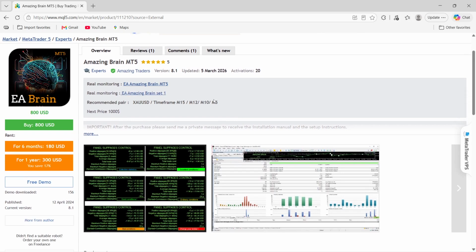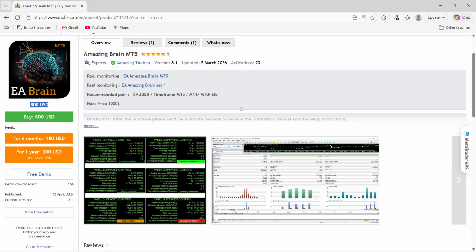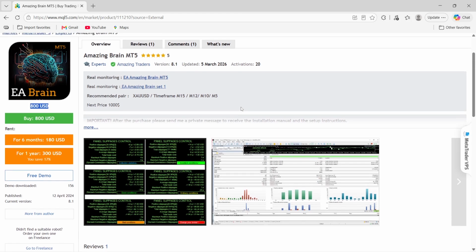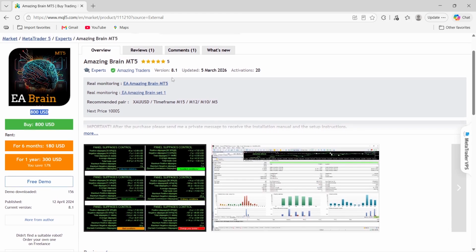Alright, so let's get into it. This gold focus breakout EA is priced at $800, as you can see over here, and targets XAUUSD with gold on lower time frames like M5 and M15. The developer claims strong performance with small stop losses and no dangerous recovery methods. So let's see what the claims are and how it performed in my tests.